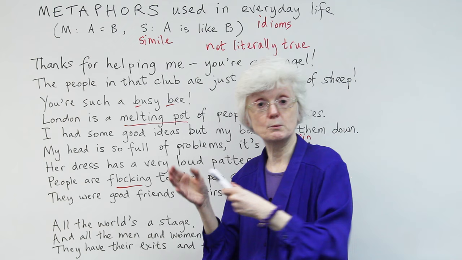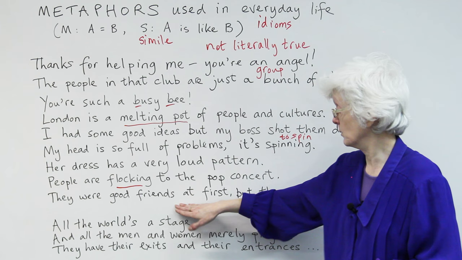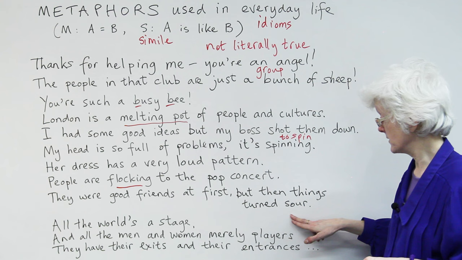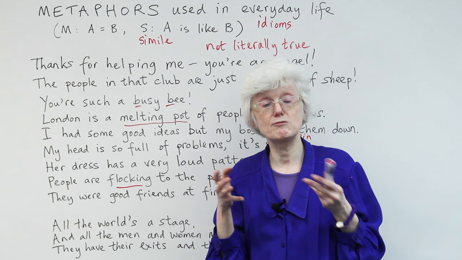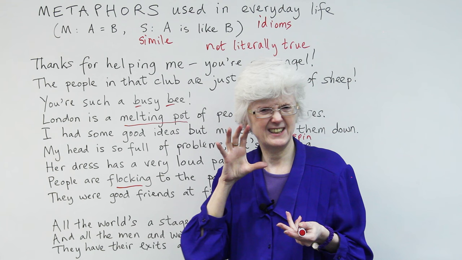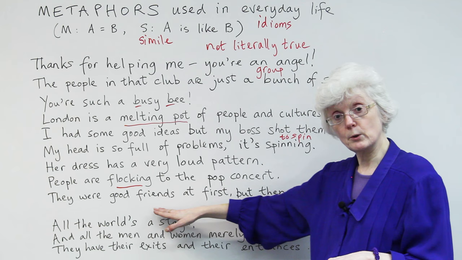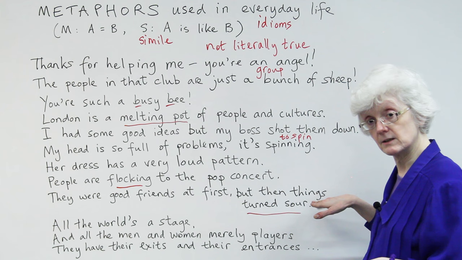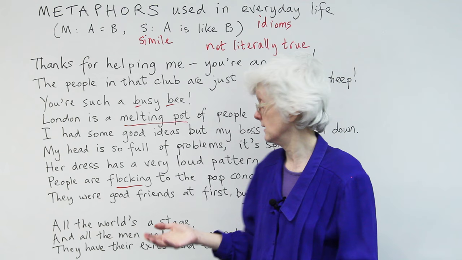Okay. Right, now this is about two people who were good friends, but then things turned sour. Now, usually in the literal world, things that turn sour are things like milk. If you leave milk too long and you taste it, horrible, that sort of cheesy taste, not very nice at all. And this has the same idea, really. Two people who are good friends to begin with at first, but then things turn sour. It goes wrong. Something goes wrong. They're not friends anymore. Maybe they had an argument, they disagreed, things turned sour. Okay.